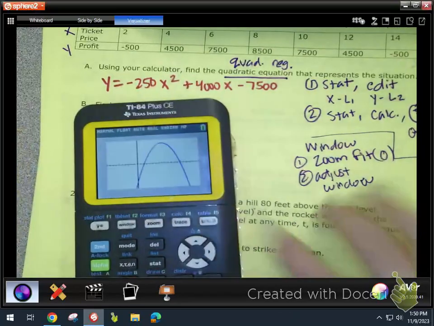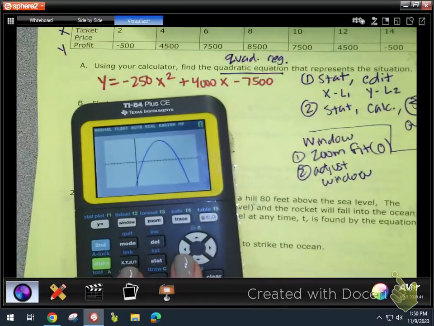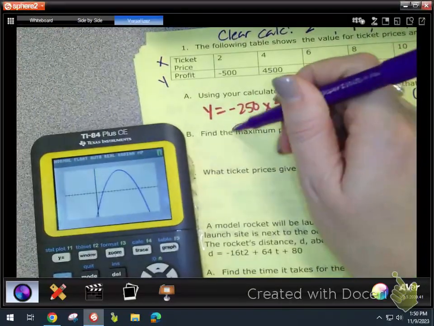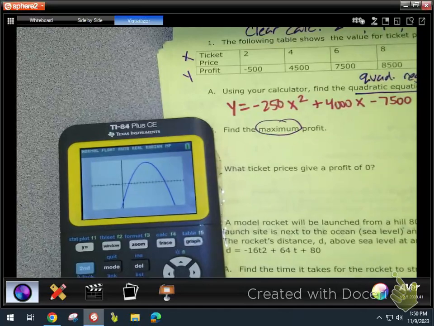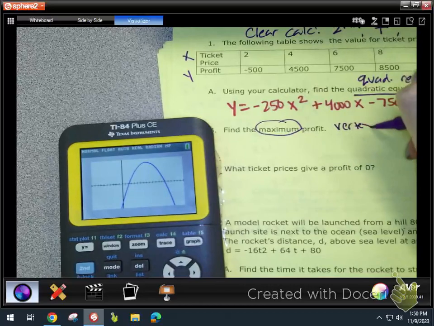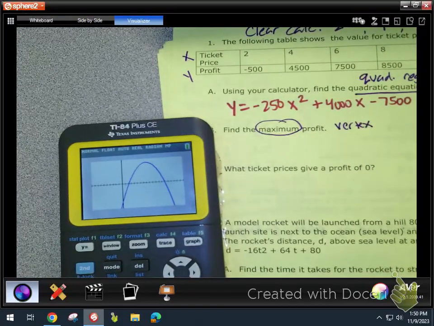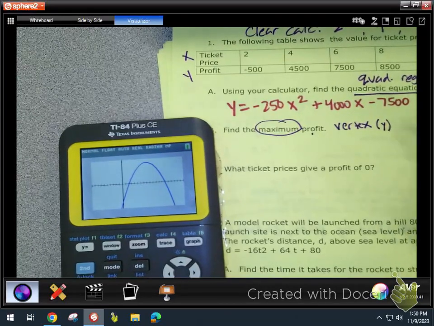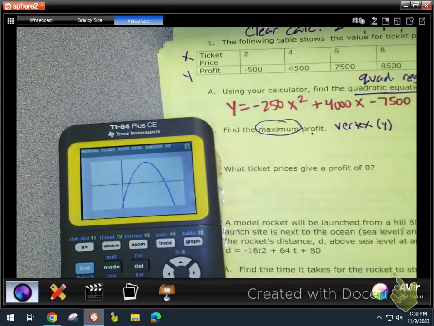So now that we have all that work just to find the graph, what are we finding? Maximum. That is your keyword that you're looking for, which is a vertex. But we only want the profit. Profit is which value? The Y. You've got to know which one I'm talking about. Very rarely am I going to ask you for the ordered pair. I'm going to either ask you for what ticket price gives you a maximum or what profit is your maximum.